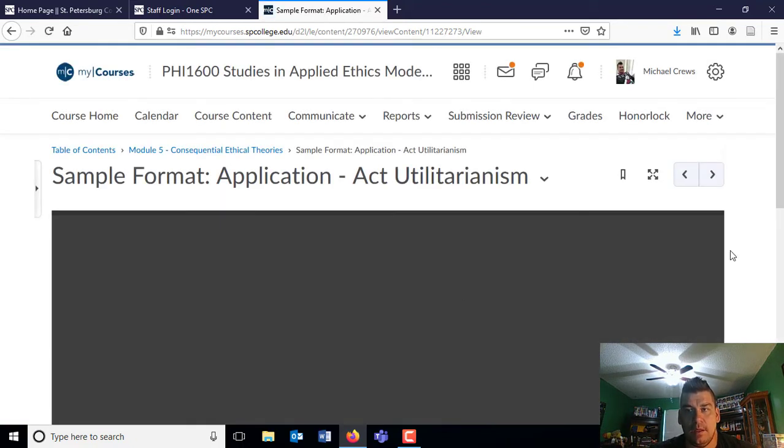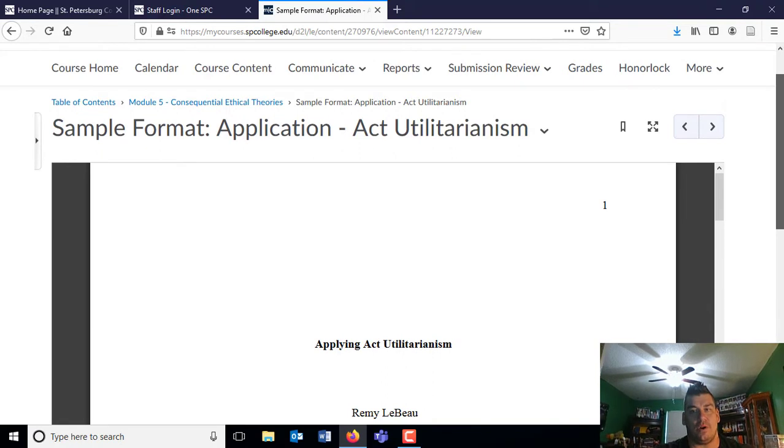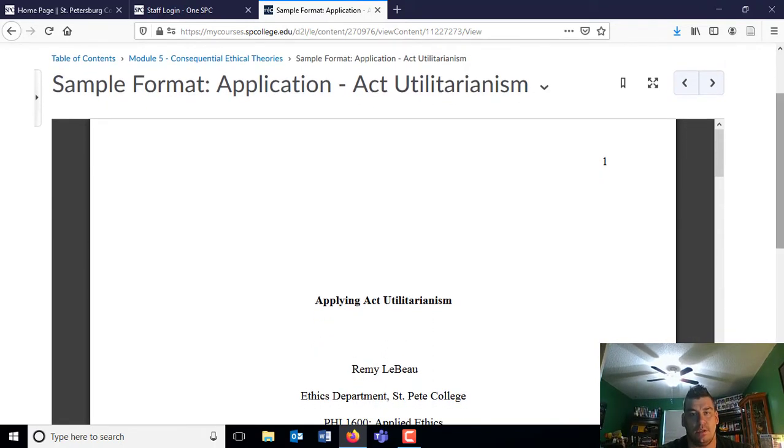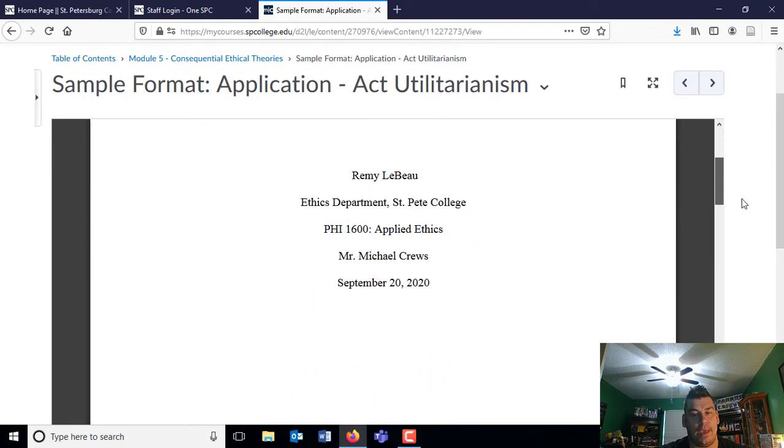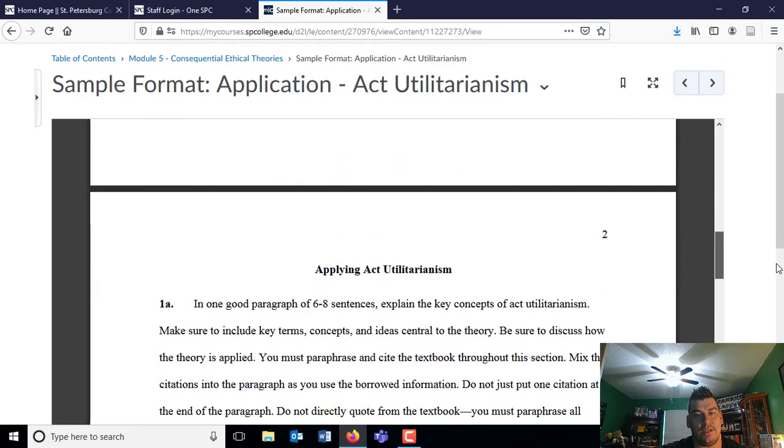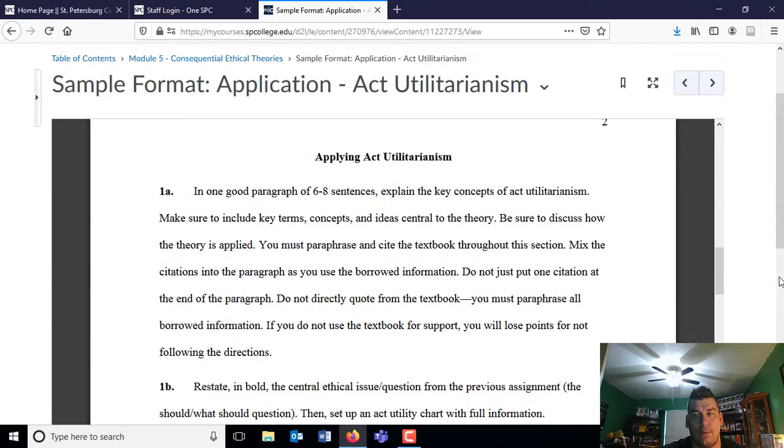But excuse me. We have the assignment here and how it's broken down. This is a downloadable Word document that you could just download, open, and use. A nice clean title page. And then when we get to the first section, it tells you what to do here. I want headings just like this: Applying Act Utilitarianism 1A. And then you just start your paragraph after an indent here. And this is where you explain the key concepts of the theory, and how you would apply Act Utilitarianism.